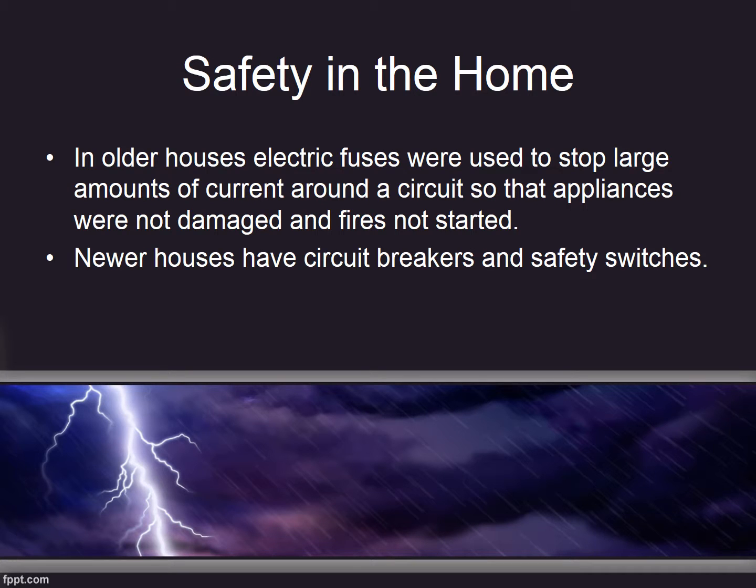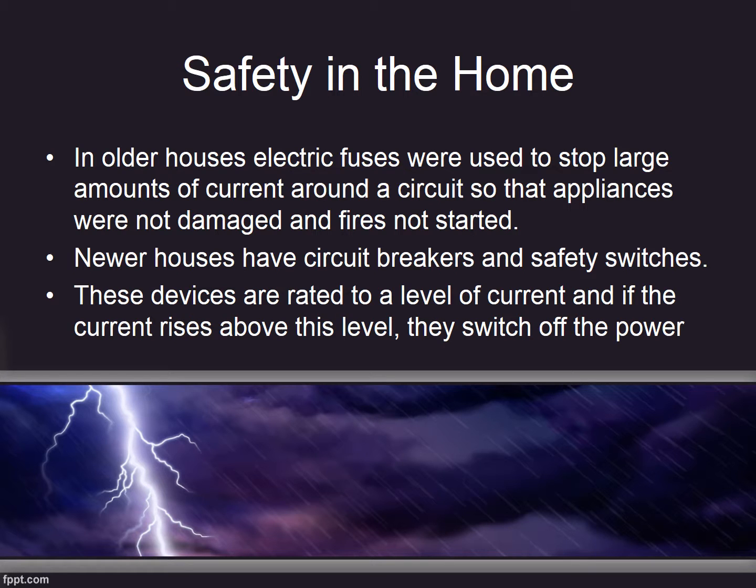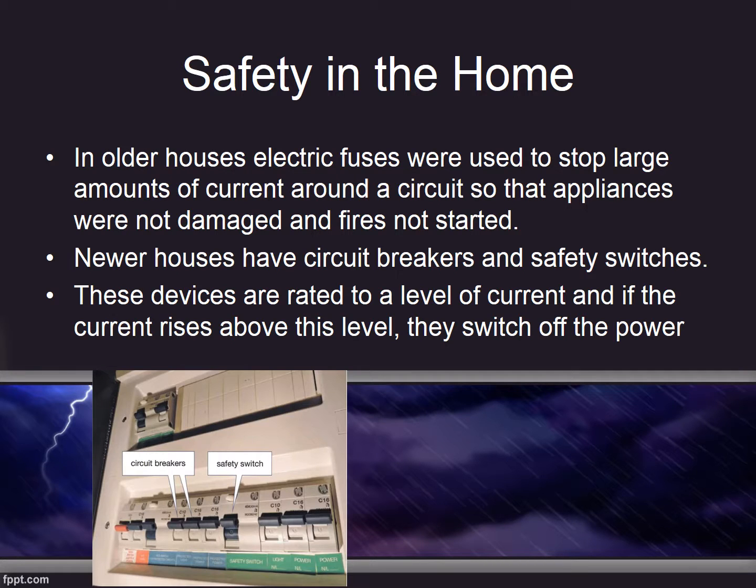Now newer houses have circuit breakers or safety switches. These devices, as we said, are rated to a level of current, and if the current rises above this level, let's say there's been a short, then they switch off the power. And in your circuit box you will see things like circuit breakers, and you might also see a safety switch, which most houses these days have, and that's specially put in to stop people being electrocuted, such as little Johnny putting his knife in the toaster.